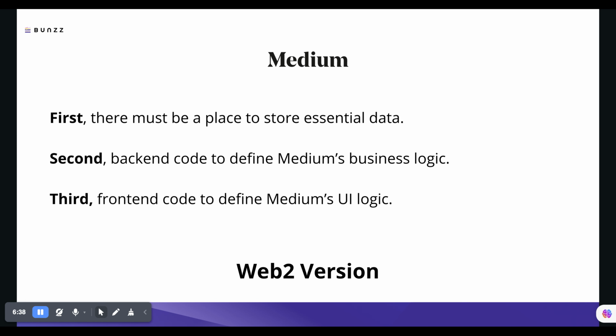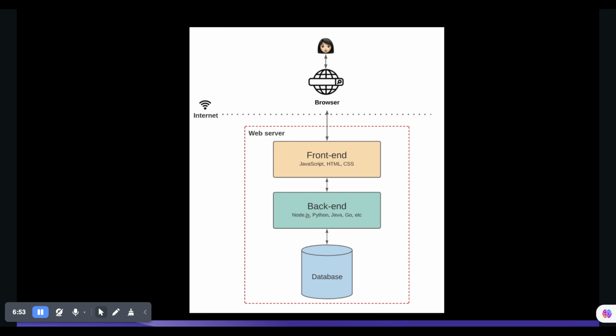The front end code defines the UI logic: what people get to see, how the site looks, what colors we add, and how others can interact with it. Basically all of those things. Now, these three things make up Medium. And this is the basic architecture of Medium, or basically any other blogging platform.